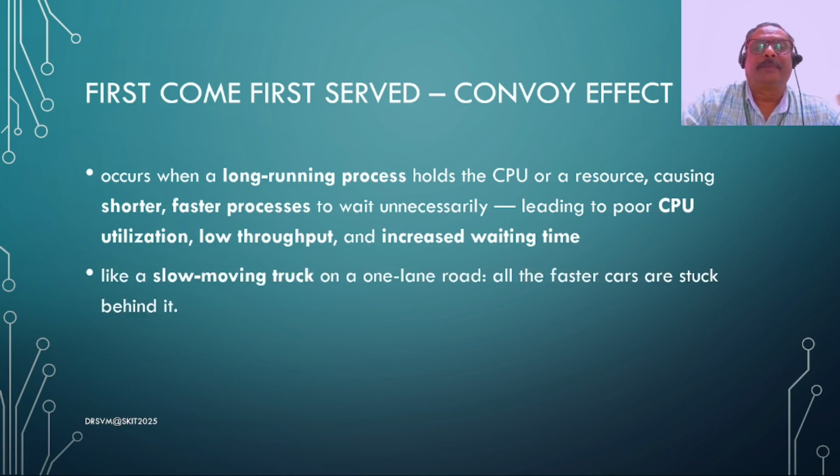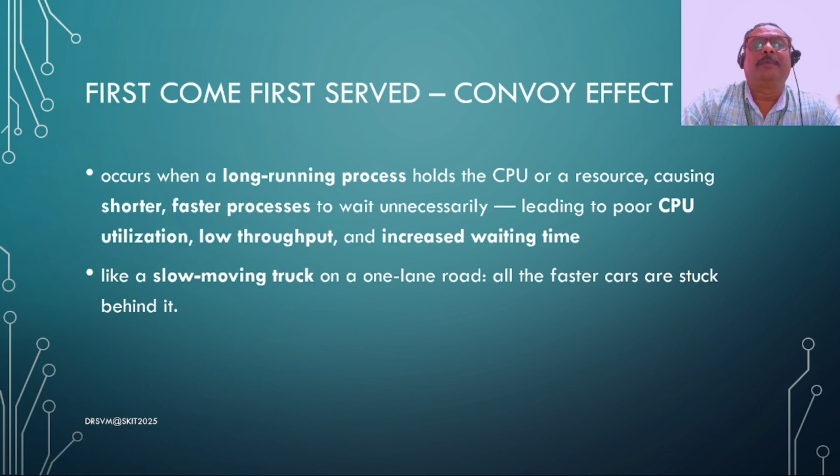As an example, it is like a slow moving truck on a one lane road. So there is a one lane road, and on that road a slowly moving truck is going, and behind that truck any faster cars or bikes which could have run faster are stuck behind it. So that's going to be a big problem, and it's what we call a convoy effect.